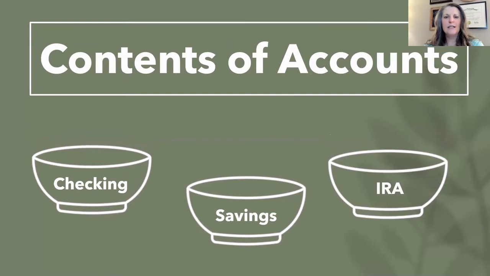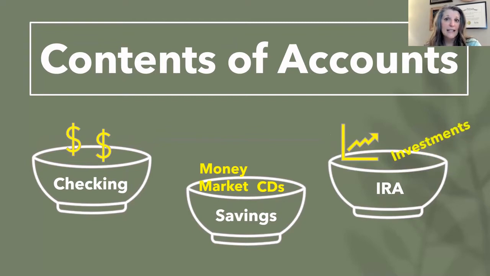So with those three types of accounts, what do you put inside the bowl? With a checking account, it's cash. With a savings account, it might be money market or CDs, which neither are paying very well right now, but it's typically an interest-bearing type of investment. But in an IRA, that is where most people do investing. And so inside the IRA will be stocks, bonds, mutual funds, exchange-traded funds, things like that.